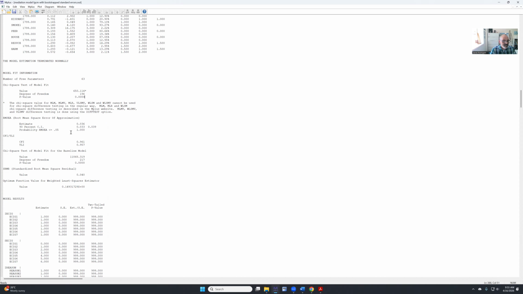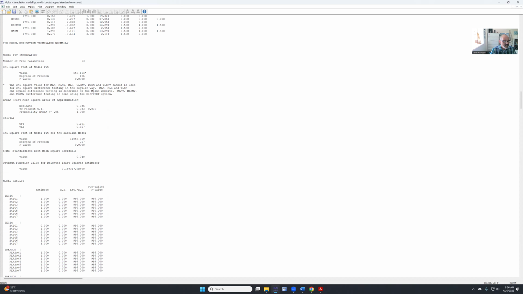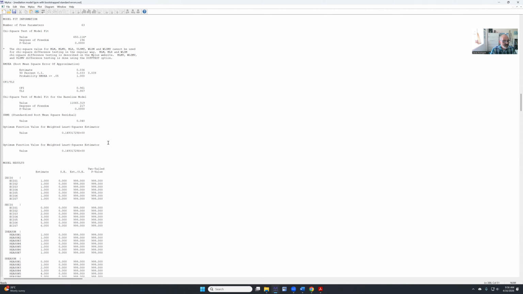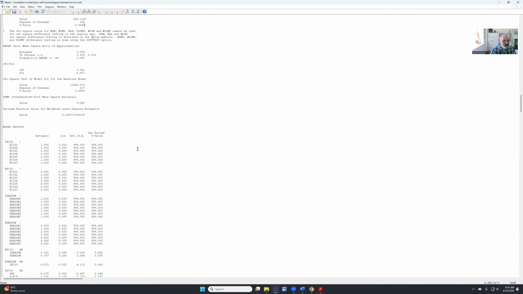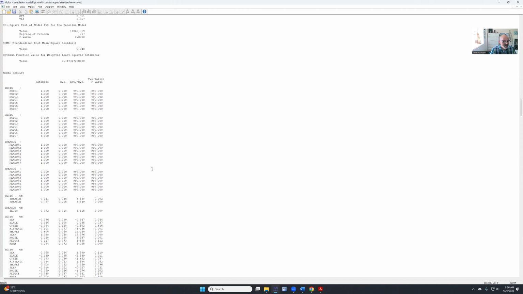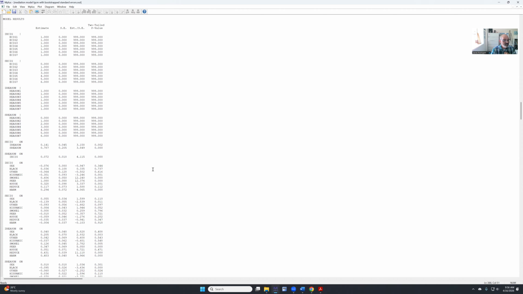The RMSEA value looks pretty good. It's pretty low. CFI is above 0.95. So in terms of these indices, we're doing nicely. SRMR is really low. These are all really nice, but you still have that chi-square test. That is significant, and that's always a problem, so make sure you acknowledge that.